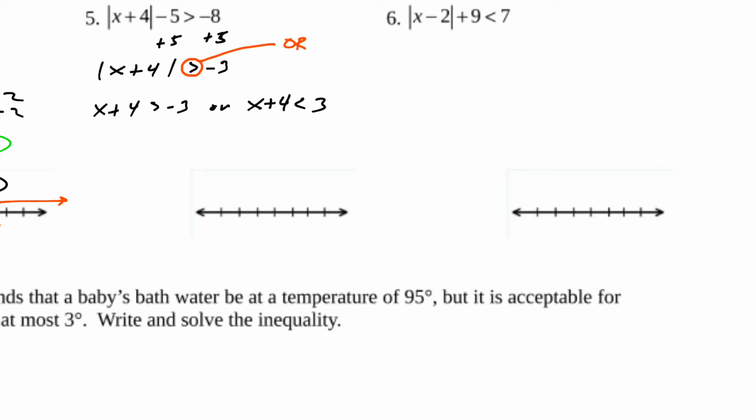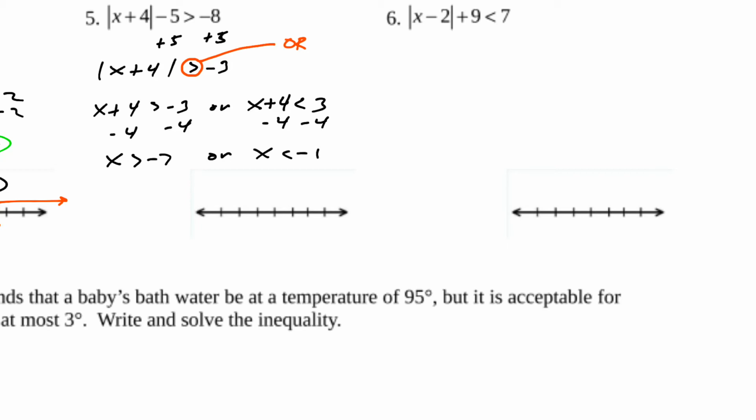Now let's solve each of our cases. So in the inequality on the left, we're going to subtract 4 on both sides, and we get x is greater than negative 3, take away 4 more is negative 7. Or on the other inequality on the right here, we're going to subtract 4 on both sides, and we get x is less than 3, take away 4 is negative 1. Now let's go ahead and graph this one.